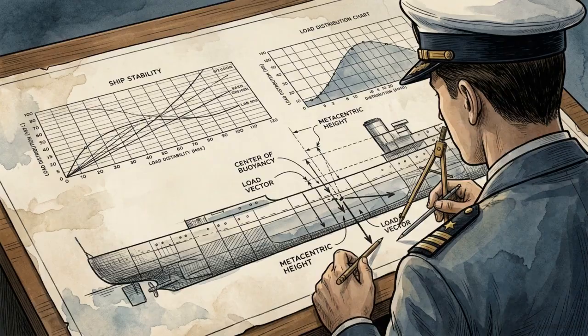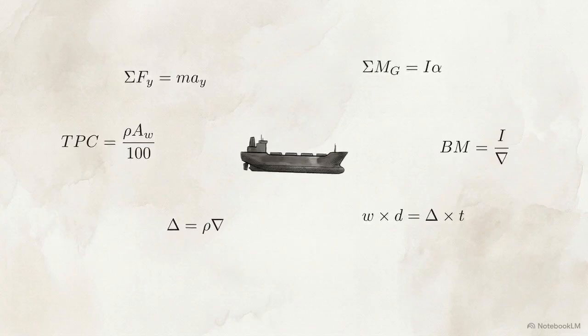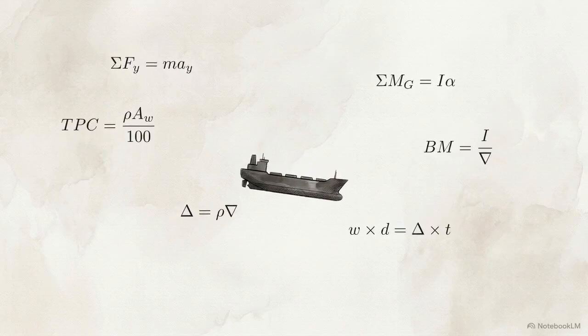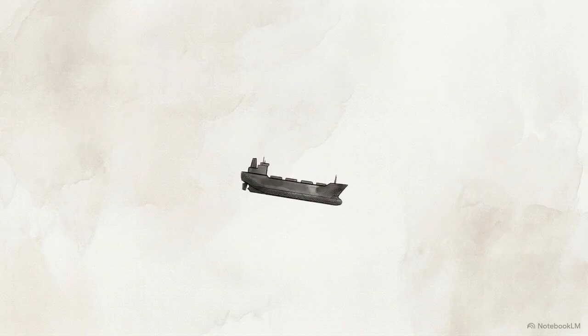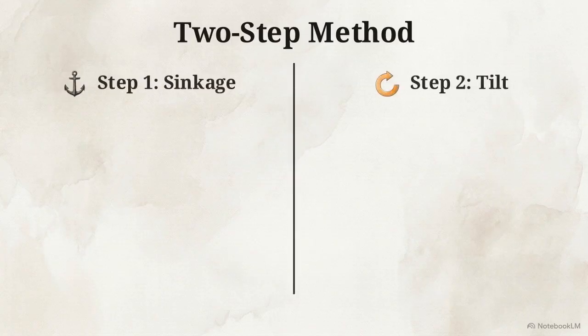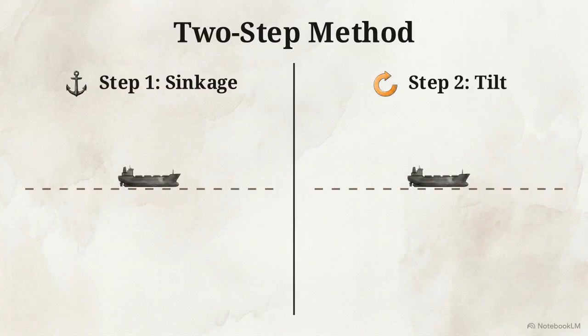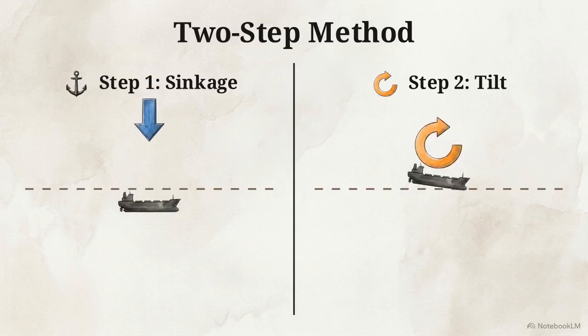Accurately predicting the final position of your ship before a single container is loaded is the most challenging requirement of ship stability. While the physics of sinking and tipping happen simultaneously, the math does not have to. To make this calculation solvable, we use the sink and tilt method. We freeze time and break the reaction into two distinct steps: a uniform downward sinkage followed by a longitudinal tilt.